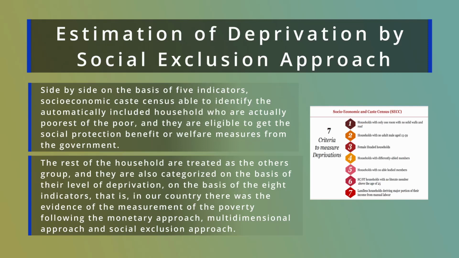That is, in our country, there was evidence of the measurement of poverty following the monetary approach, multidimensional approach, and social exclusion approach. If we consider monetary poverty and multidimensional poverty in our country, then we can say that both monetary poverty as well as multidimensional poverty gradually decreased over time. But there are some sections in our society like scheduled caste, scheduled tribes and Muslim, who actually witnessed a relatively high level of poverty. Therefore, effective policy implementation is important to overcome the poverty of this group of people.